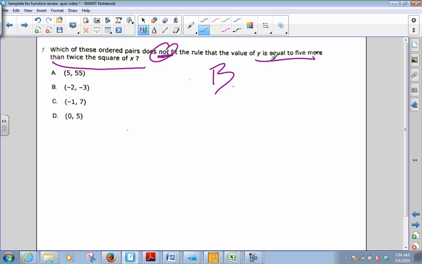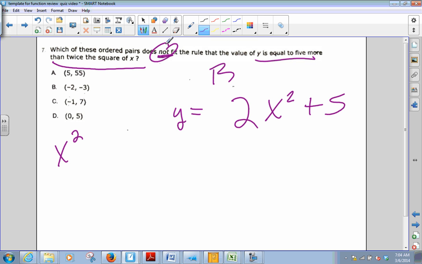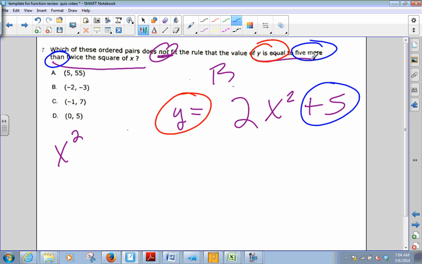Okay, so this is what they're saying. y is equal to 5 more than something, because you're adding 5 to something. Another way to think about it is you're going to have something here, plus 5. Twice the square of x: when you square something, that's multiplying it to the second power. So let me go back and re-explain where I got this from. First of all, y is equal to 5 more than is where I got this plus 5. Whatever I've got in front, I'm going to add 5 to it.